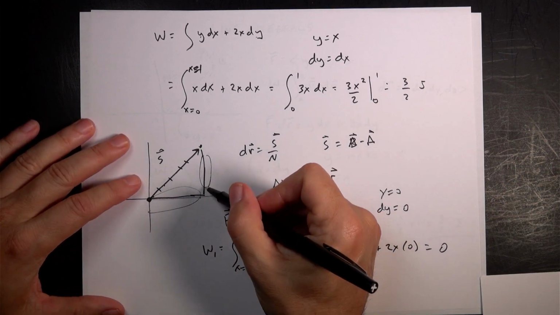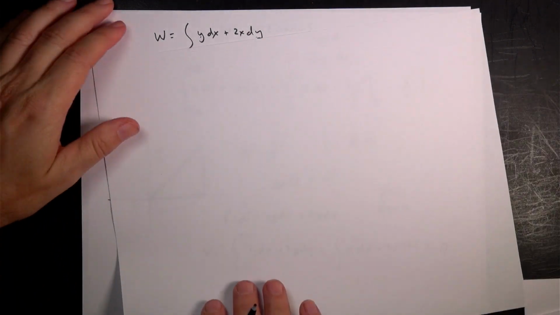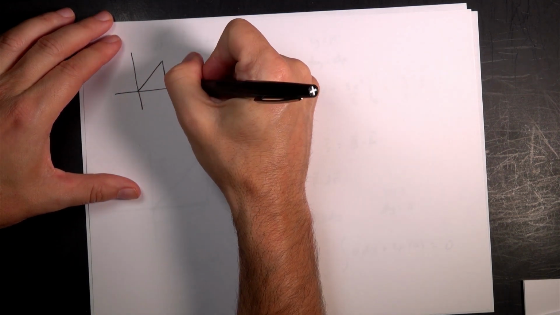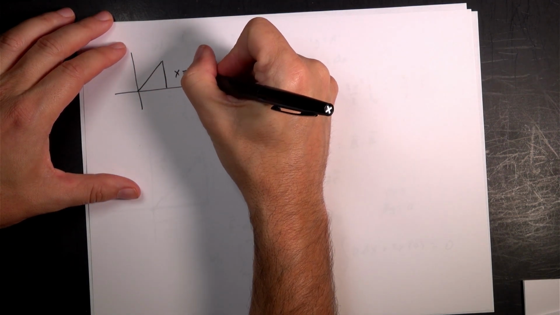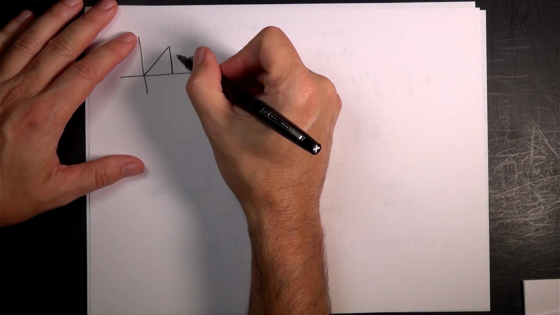Okay, so now I need to do this integral, and I'm going to do it in the y direction. You could probably guess that was going to happen. So let's say this is the equation x equals 1. Right, that's the equation of this line right there.